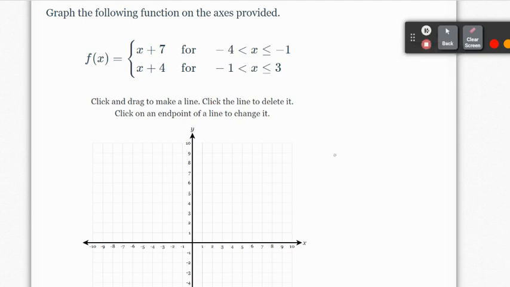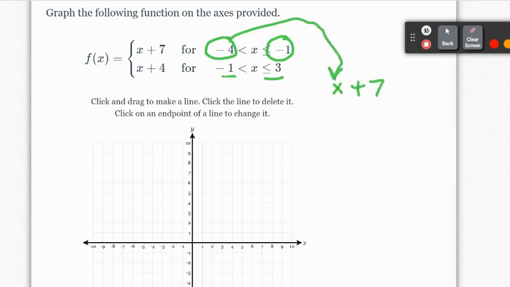So now we're going to play with 2 lines, but both of these lines have bounded endpoints. So what I would encourage you to do is anytime you have these bounds on both ends is to just go ahead and plug them in and find the exact coordinate where they start and end. So I'm going to plug in the negative 4 with this x plus 7 function, and that's negative 4 plus 7 will produce a 3. So I get a coordinate at negative 4, 3.